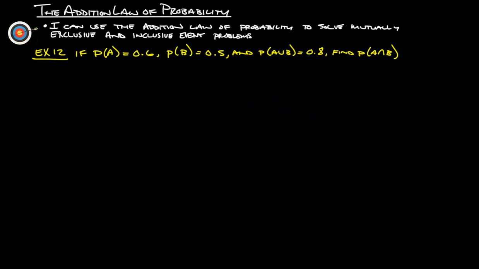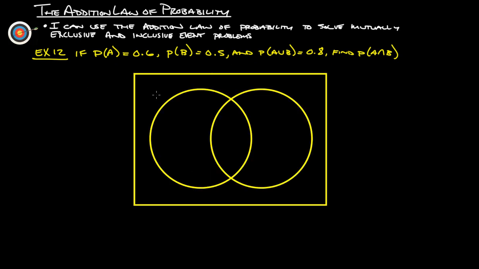Example 12. If the probability of A is 0.6, the probability of B is 0.5, and the probability of A union B is 0.8, find the probability of A intersect B. Let's draw ourselves a Venn diagram, and that should help us figure this out. Here's a big Venn diagram that we can use. Here's A and here's B. The probability of A happening is 0.6, the probability of B happening is 0.5, and the probability of all three of these regions together is 0.8.